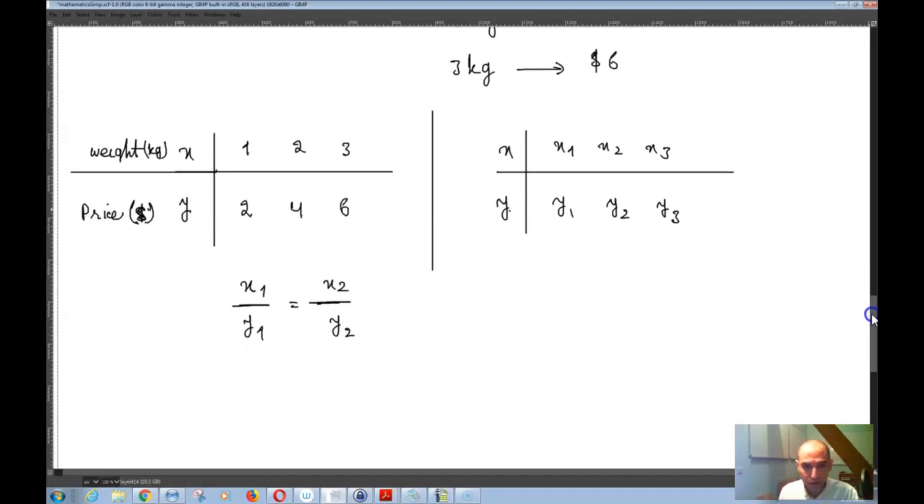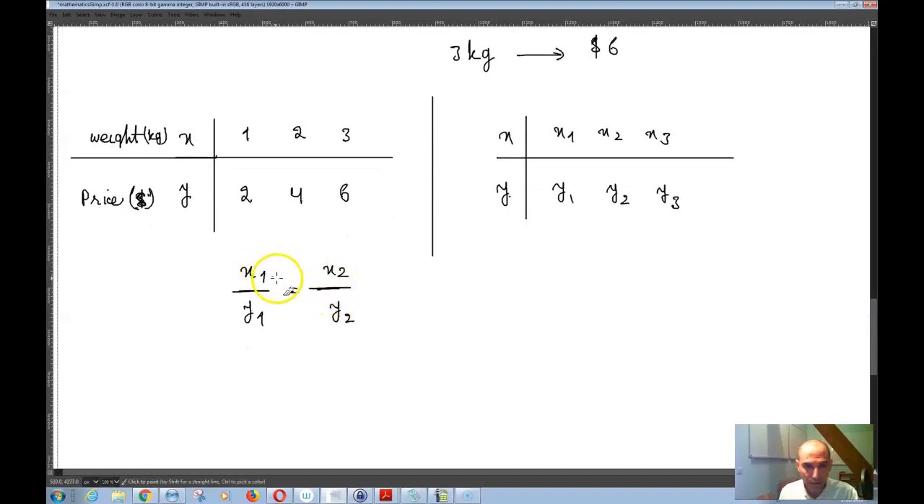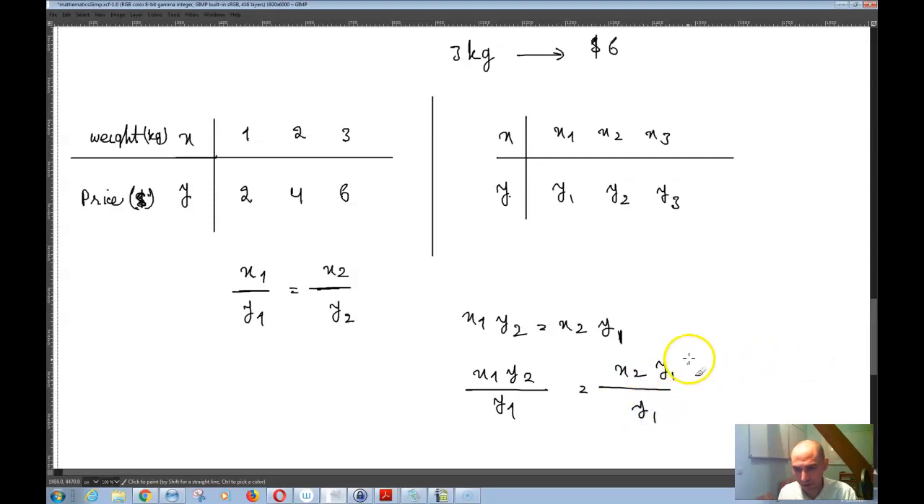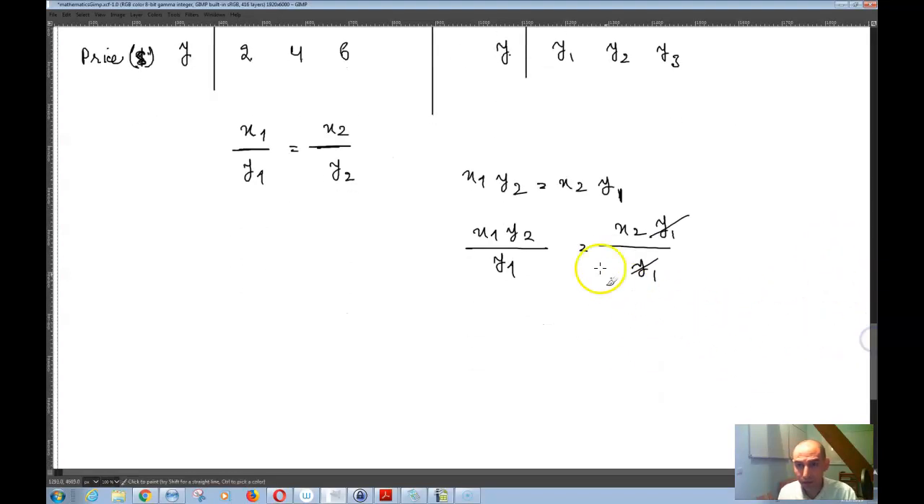And so what that means is that you can say that if you cross multiply here, you will get x1 y2 is equal to x2 y1. Now if I divide both sides of this equation by, for example, y1, I will get x1 y2 divided by y1 is equal to x2 y1 divided by y1. y1 and y1 cancel out, and then you have this expression left.